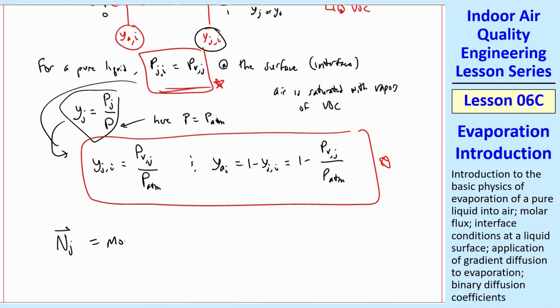Now Nj, this molar flux, is a measure of how fast this is evaporating. Qualitatively, it goes up as PVJ goes up. In other words, you have faster evaporation when you have a bigger PVJ. Something that's very volatile, like gasoline, you can smell it really quickly, and it has a very high vapor pressure, so it evaporates quite quickly. Other substances would have a low PVJ, and they would evaporate more slowly.